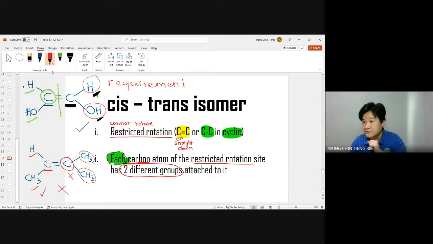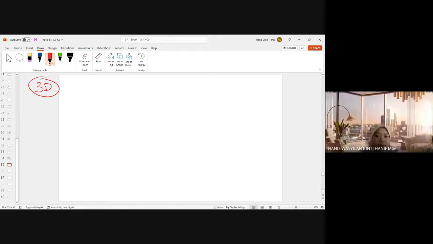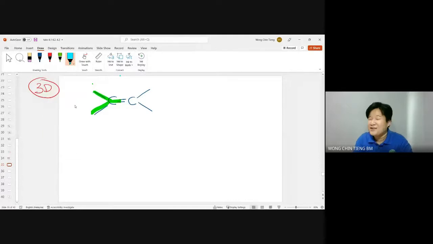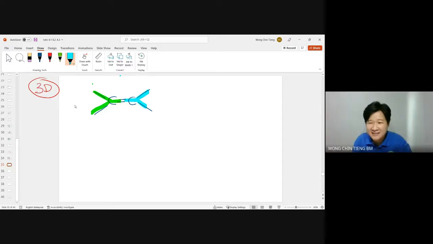Faham? Okay. Dan remember I said they must be in 3D. Remember I say stereoisomer is 3D. Remember that? Okay. Apa maksud 3D? 3D means your C double bond C, bila kamu lukis, kamu wajib lukis dalam bentuk ekor ikan. Bahasa pasar dia ekor ikan lah. Bahasa sebenar dia adalah trigonal planar. Can you see the trigonal planar? Remember trigonal planar? Yes. Alright, trigonal planar. That is the 3D.